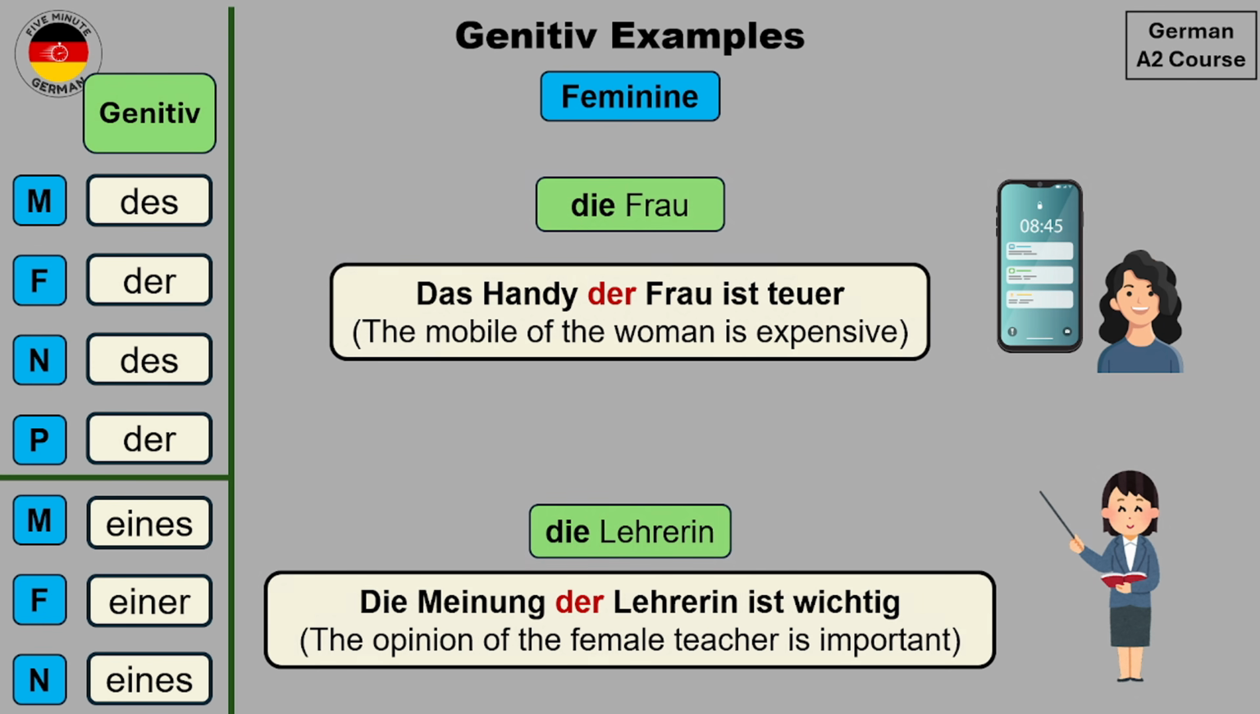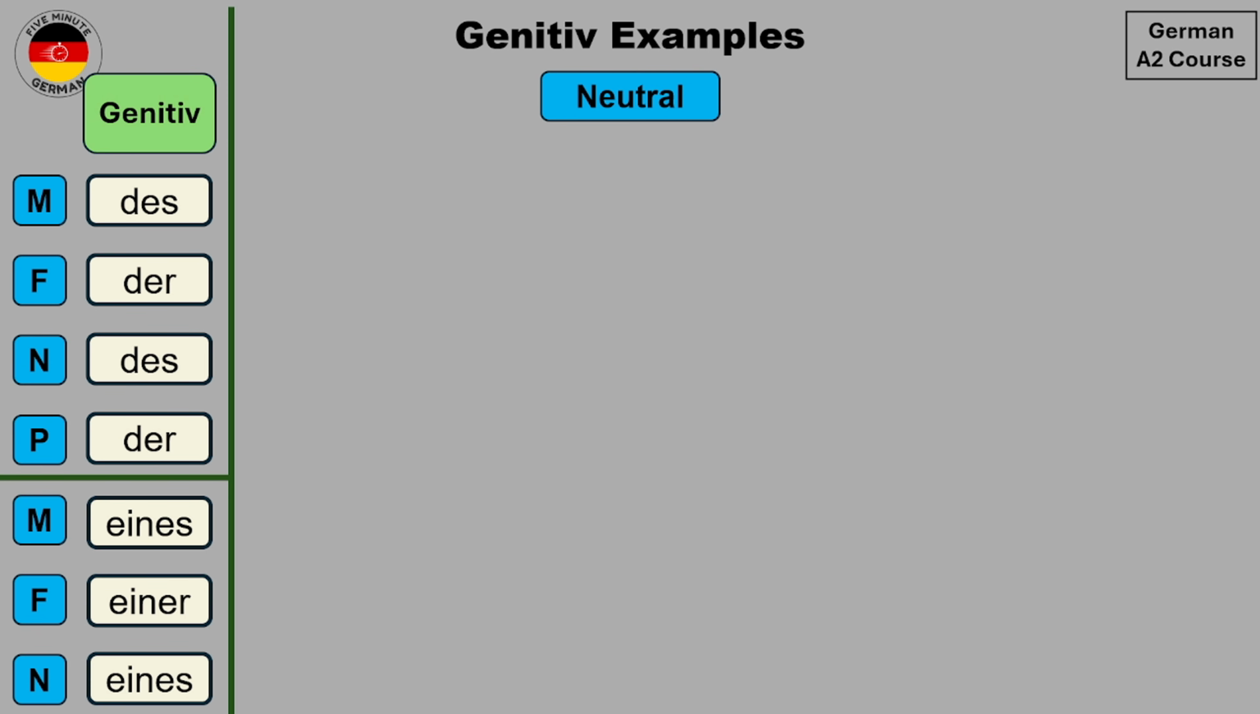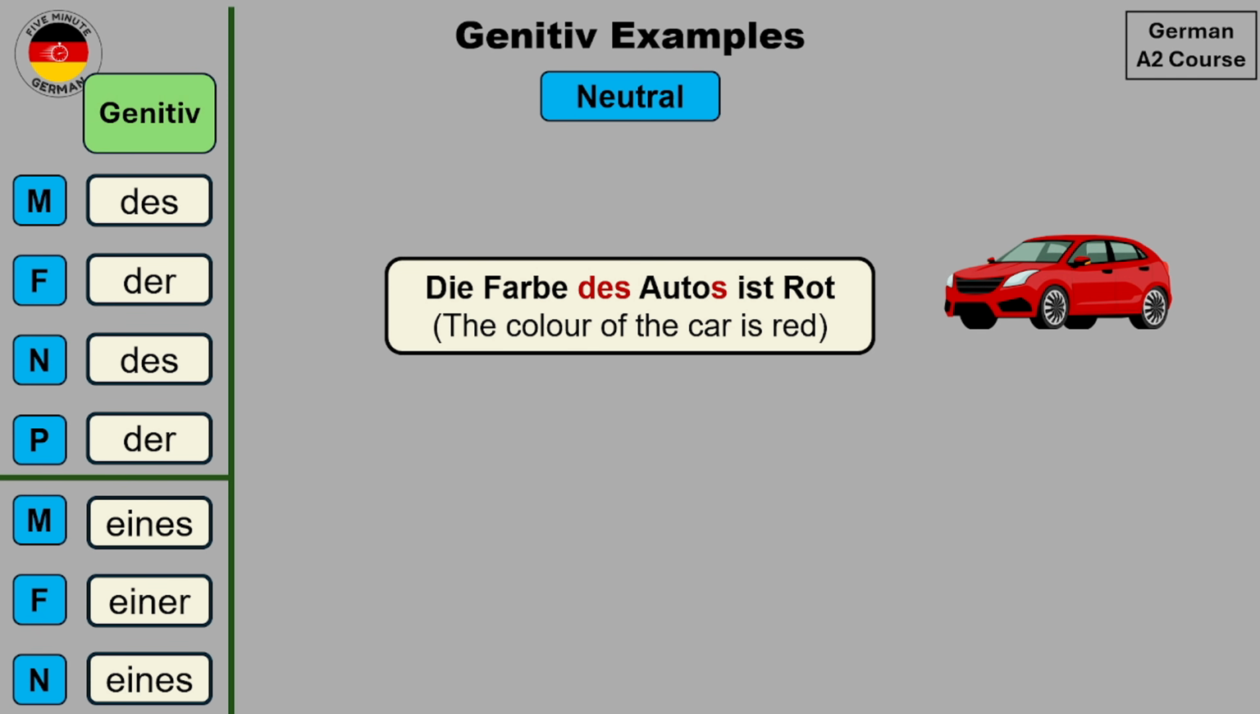Now let's take a look at a few examples with neutral nouns. So I have the sentence, Die Farbe des Autos ist rot. The color of the car is red. And since Auto is das Auto, that's why we have used des over here. And the ending s because Auto is a two-syllable noun.